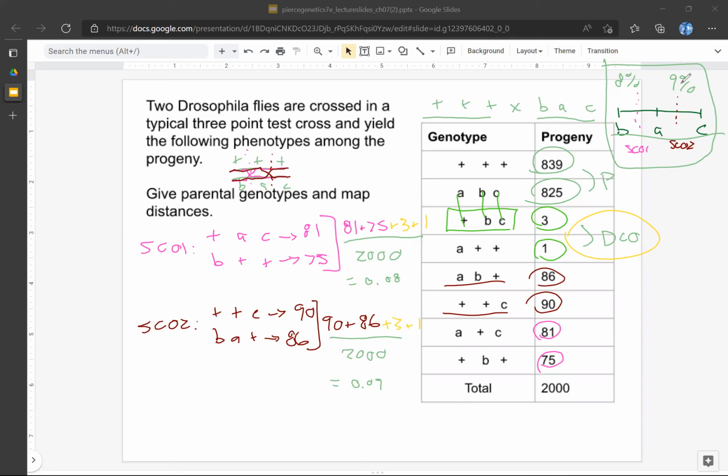3-point crosses, easy mode. I have another one for you. Oh, do I have one that's in trans? That would be a really good example. Let me see really fast.